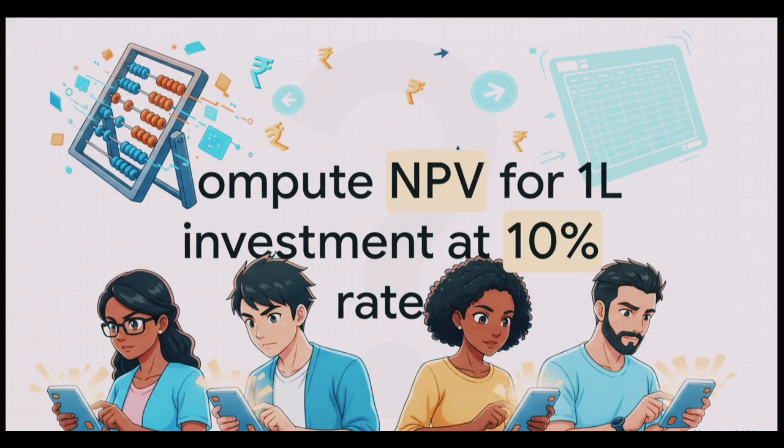We have a project requiring a net investment of rupees 100,000 today. It gives us cash inflows of 55,000 in year 1, 80,000 in year 2, and 15,000 in year 3. Our cost of capital, which is our discount rate, is 10%. Grab your calculators, students, prepare your fingers for battle, and let's set up the table.